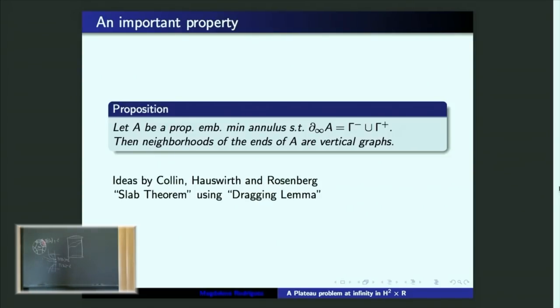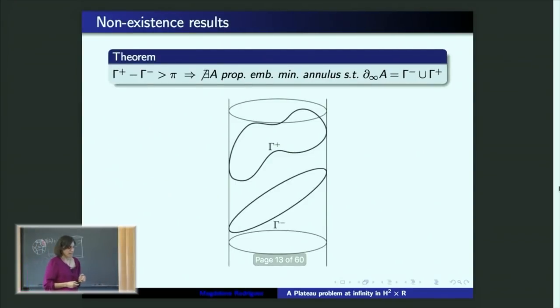So once we know it's a graph, we have an important property we are going to use. But I also have bad news, which is that in general we don't have a solution.